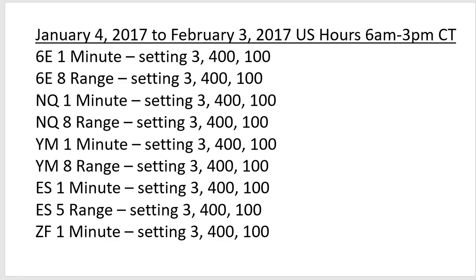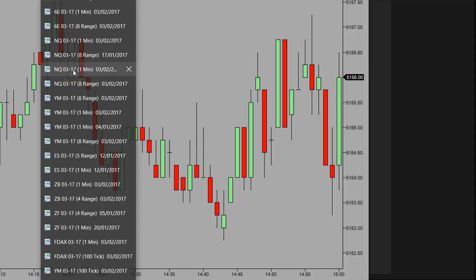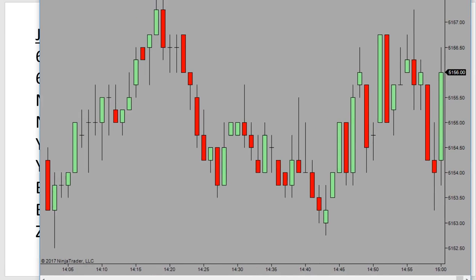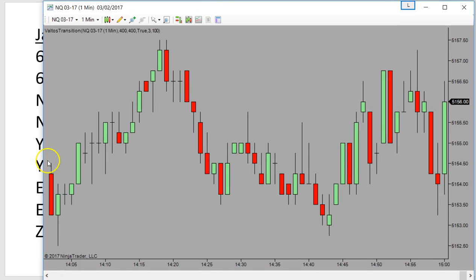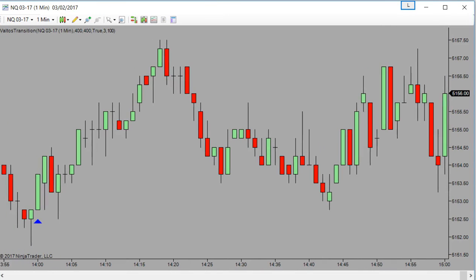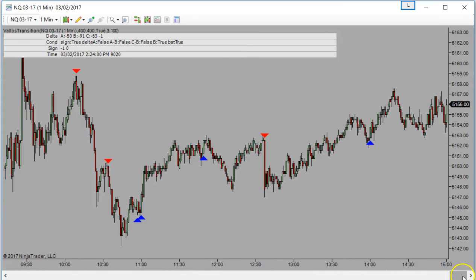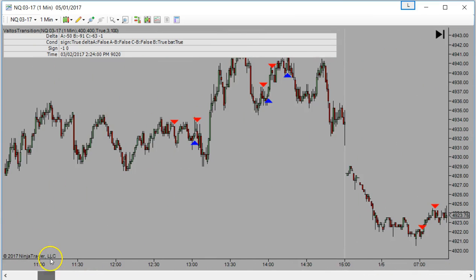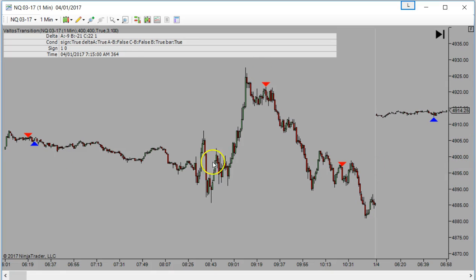Okay, what next? NQ. I got NQ charts here. This one here, 1 minute chart in the NQ. I don't remember how this looked, but we'll take a look, go through it. Okay, what do we got here? This starts on the 3rd of January.